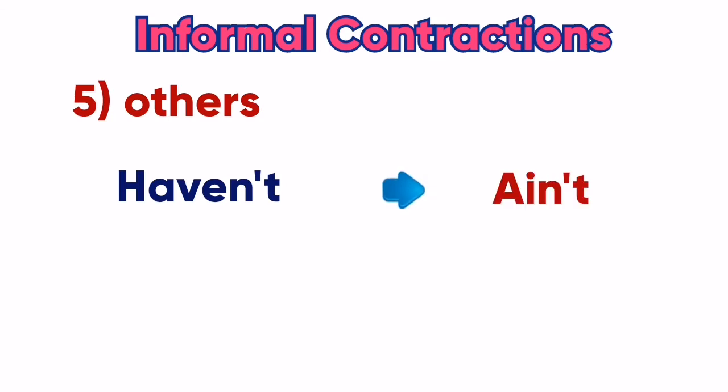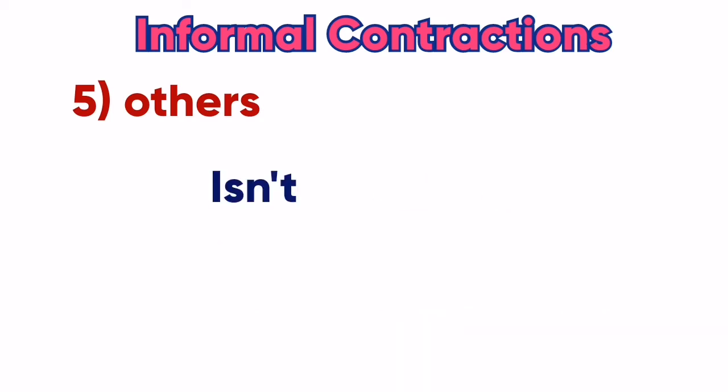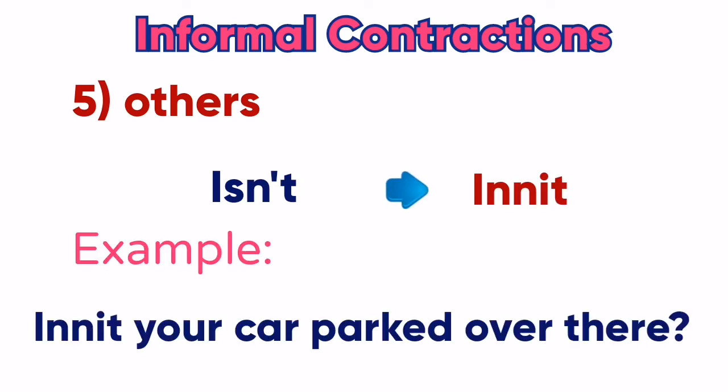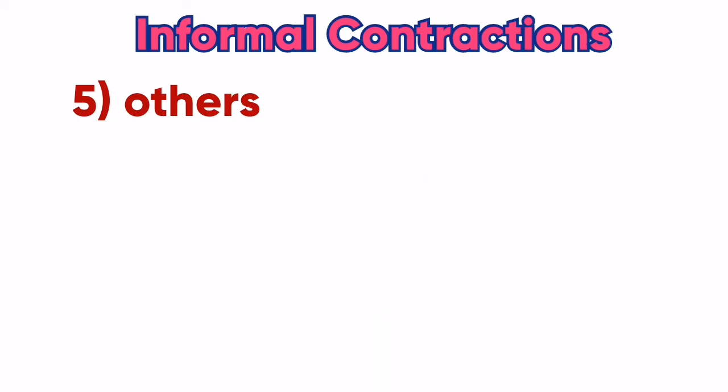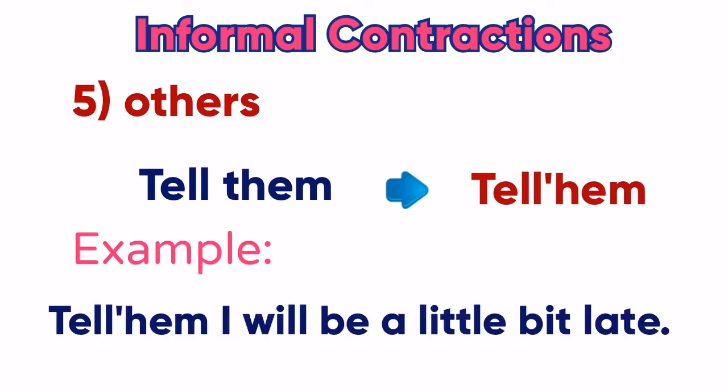Haven't, which will be ain't. An example is, I ain't finished class yet. Isn't. Isn't it will be innit. An example is, isn't your car parked over there? And last we have tell them, which will be tell'em. An example, tell'em I'll be a bit late.